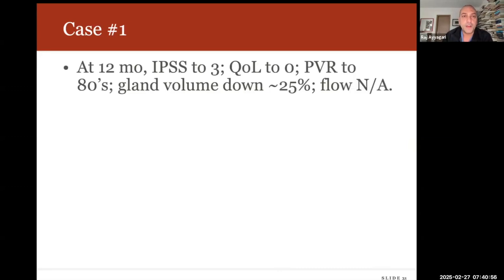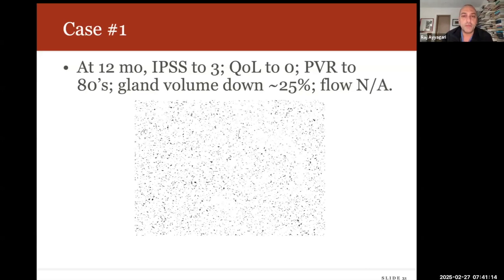So we embolized him on that side, and he did great. At 12 months, the symptom score was down to 3, which is very, very low. Quality of life score is 0, which is the lowest. So he was very, very happy. His post-void residual was only 80 milliliters, compared to like a liter before, if he didn't have a catheter in. His gland shrunk by about 25%.